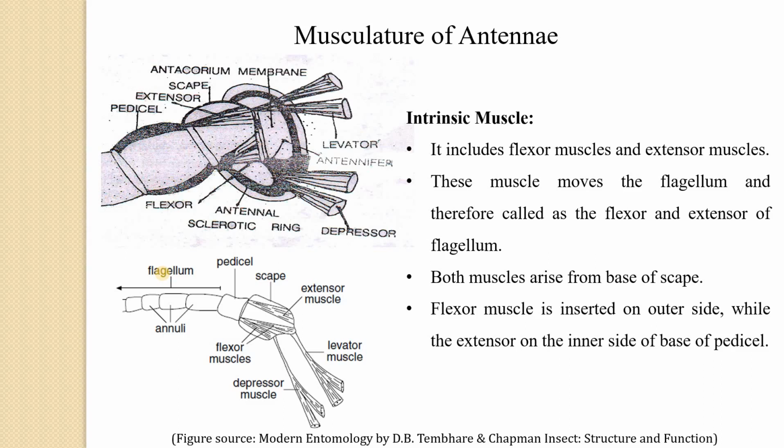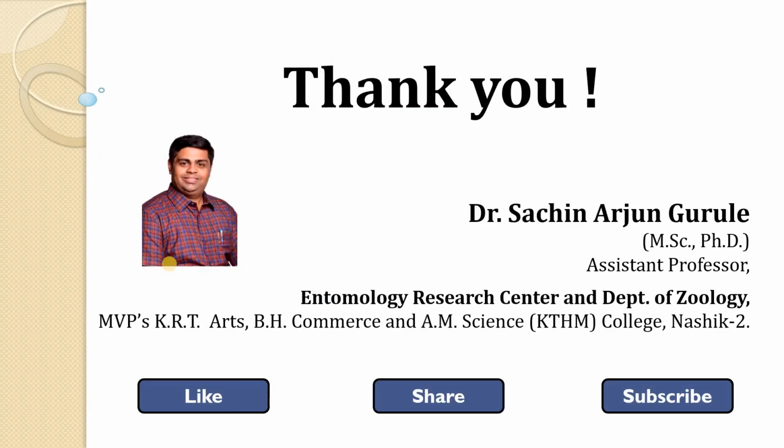So in this way the antennae are provided with different kinds of muscles, and with the help of those muscles they are able to move the antennae in various directions. Obviously, the antennae are tactile in function, and in addition to the tactile function, in some insects they also have sensilla on the antennae. So they are actually sensory structures. So this is about the topic, that is antennae: structure of antennae, articulation of antennae, and the musculature of antennae. Thank you very much.